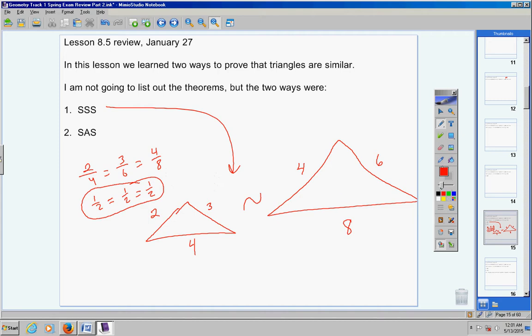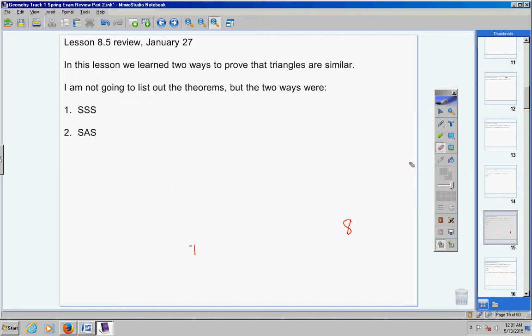Okay? Alright, let me give you an example of side angle side. Please copy this down. Let's say we have a triangle here, and this angle here is 85 degrees.